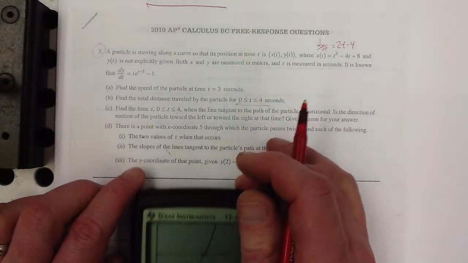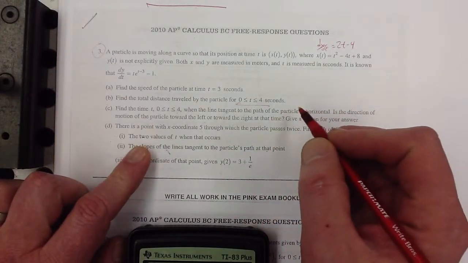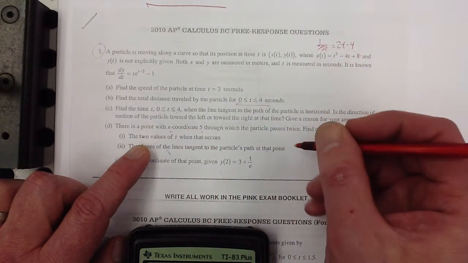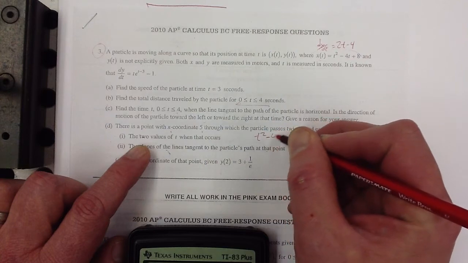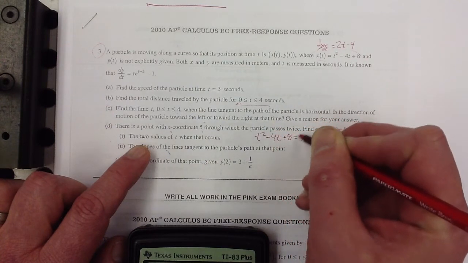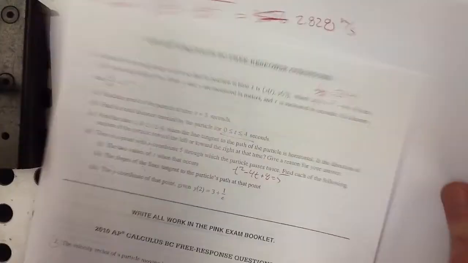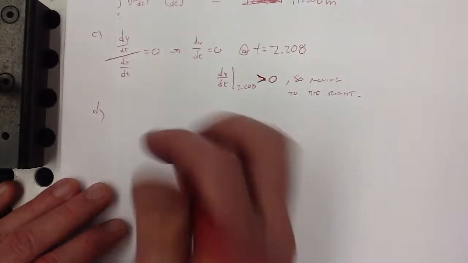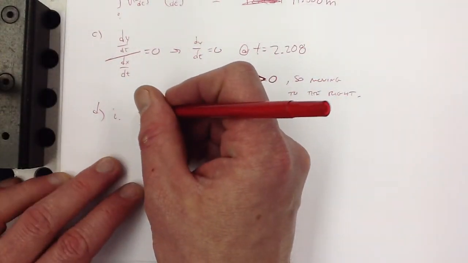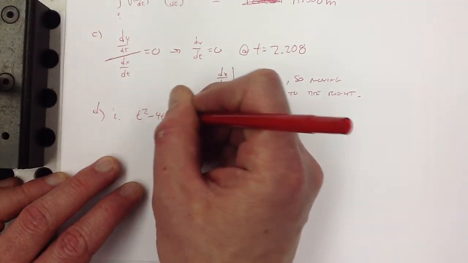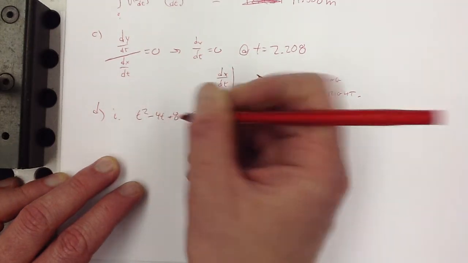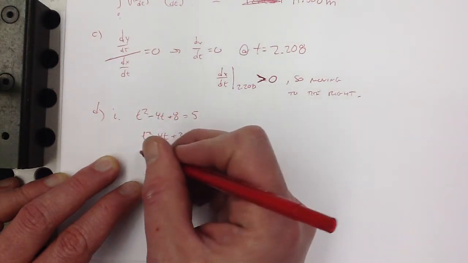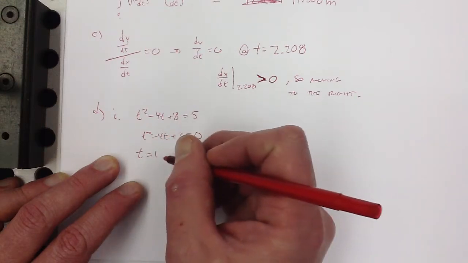So first of all, there are two values where that occurs, when the x-coordinate is 5. Well, here's the equation for the x-coordinate. So we're talking about t squared minus 4t plus 8 equals 5. Let me do this on my big sheet here. So for part D, number 1, we're setting t squared minus 4t plus 8 equal to 5. And that gives me t squared minus 4t plus 3. You could graph this, of course, because you have your calculator, but t is equal to 1 and 3, right?